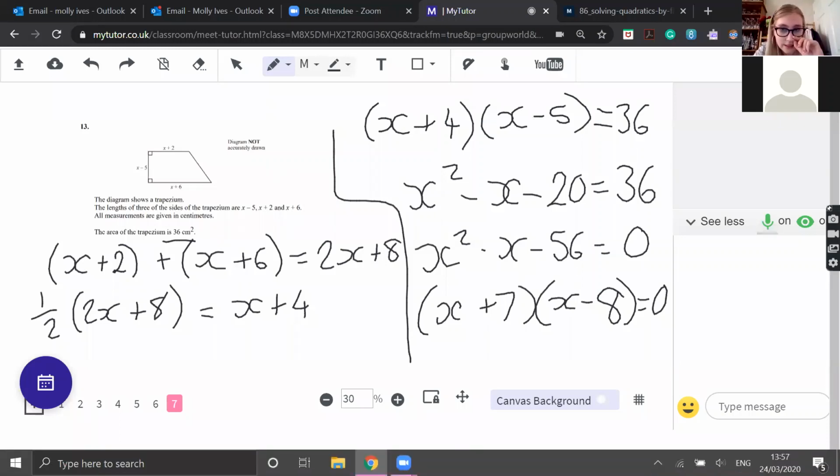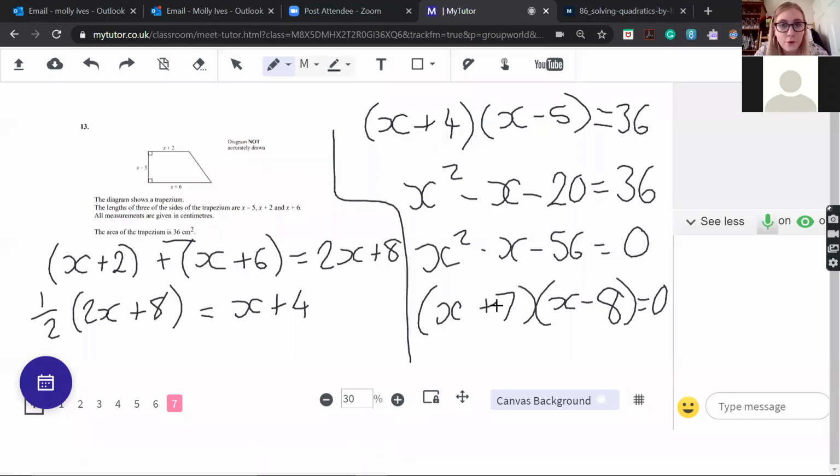It says it. So there's a little bit more of a trick to this as well. So I'll show you. So we know that our options for x are going to be x equals minus 7, x equals 8. Can anyone see an issue with either of those answers?